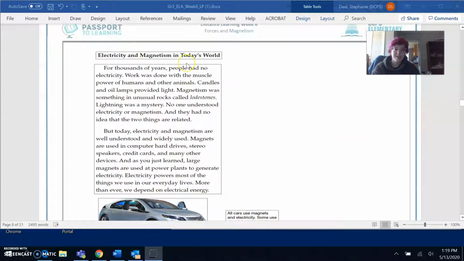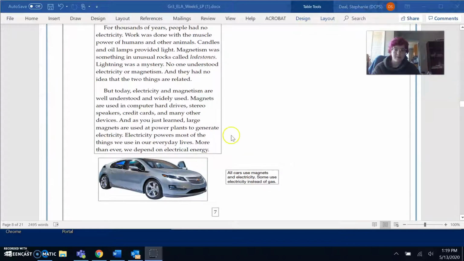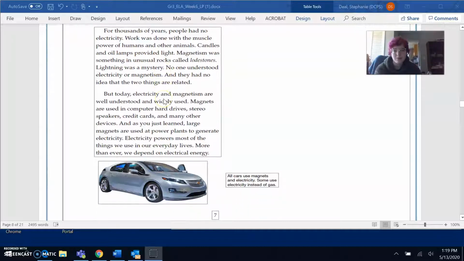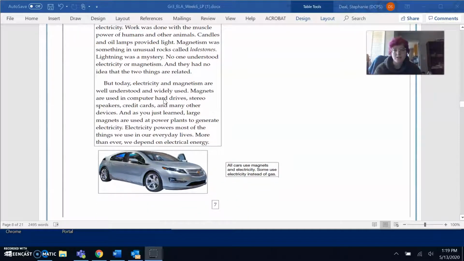Electricity and magnetism in today's world. So there's a picture of a car, and the caption says, "All cars use magnets and electricity. Some use electricity instead of gas." For thousands of years, people had no electricity. Work was done with the muscle power of humans and other animals. Candles and oil lamps provided light. Magnetism was something in unusual rocks called lodestones. Lightning was a mystery. No one understood electricity or magnetism, and they had no idea that the two things are related. But today, electricity and magnetism are well understood and widely used.